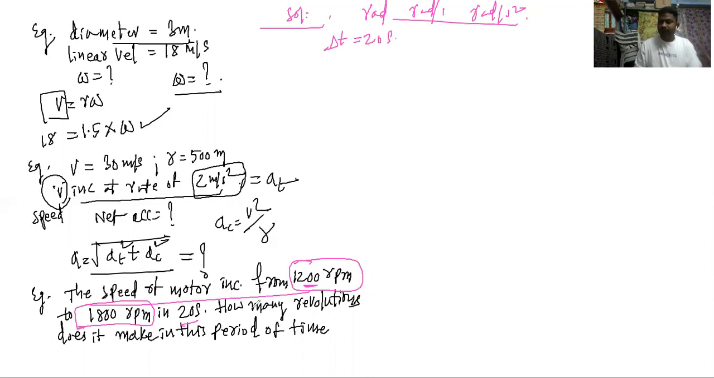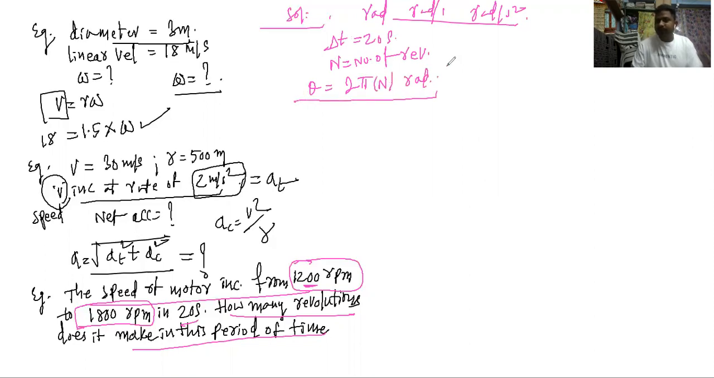How many revolutions does it make in this period of time? So let us take n as the number of revolutions. Related to this n, we have theta is equal to 2 pi into n radians. Will you agree with this? For n revolutions, the angular displacement will be 2 pi into n.